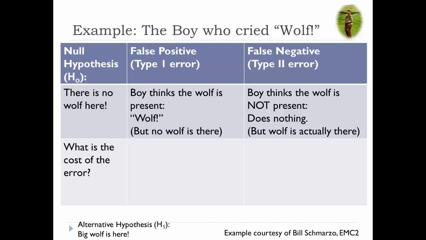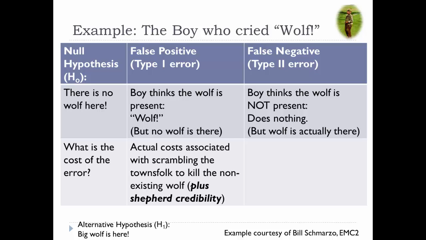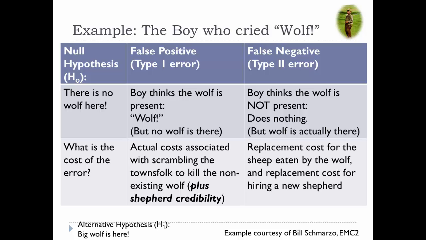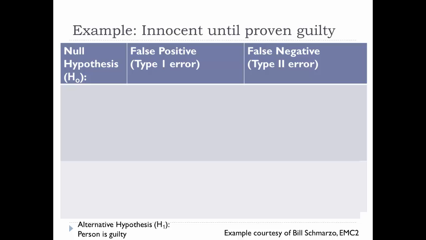Now there are consequences or costs related to every decision, and this example is no different. In the false positive example, type 1 error, there would be the cost involved with killing the imaginary wolf. And if you know the story, you know the boy would also lose a lot of credibility in the process. But in the false negative example, type 2 error, there is also cost, as sheep are expensive and it may be hard to find good help. The most obvious example is the criminal justice system in the United States, where the accused are presumed innocent until they are proven guilty.